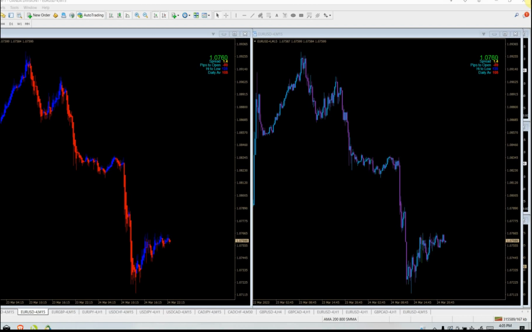Can using Heiken Ashi candlesticks help you with your technical analysis? Well, that's the question we're going to talk about today, so let's get into it.